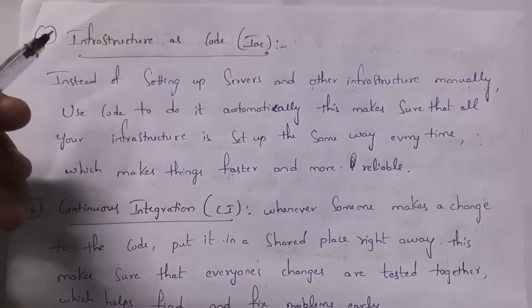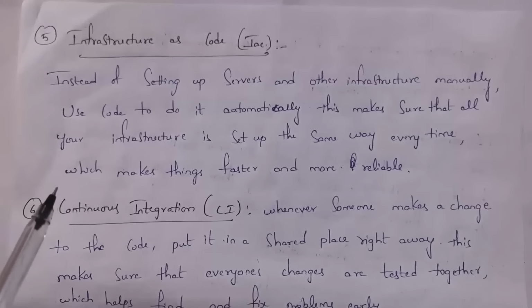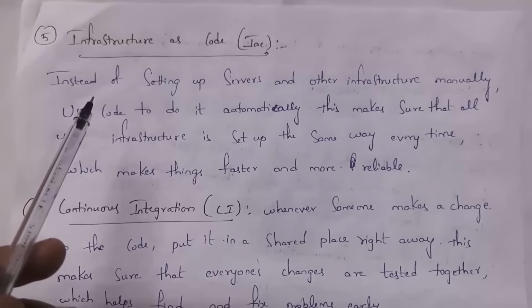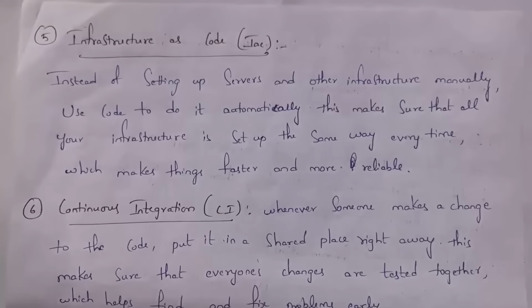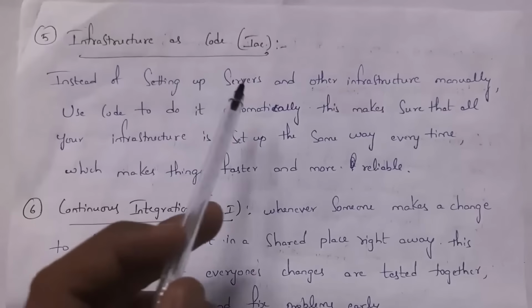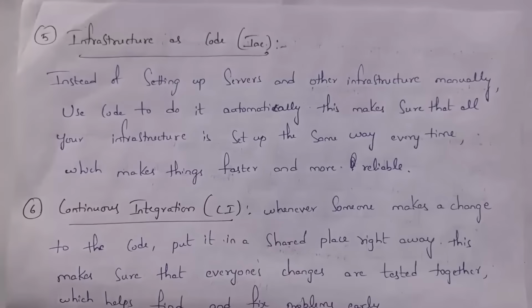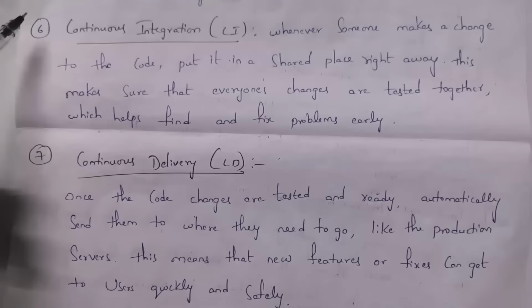Fifth one is infrastructure as code. Shortly we call it IaC. In order to place any software on a server, at first they need to configure that server. So they will use some automation tools in order to configure the server instead of doing it manually. So instead of setting up servers and other infrastructure manually, they will use automation tools to configure the server. So work will be completed much faster.